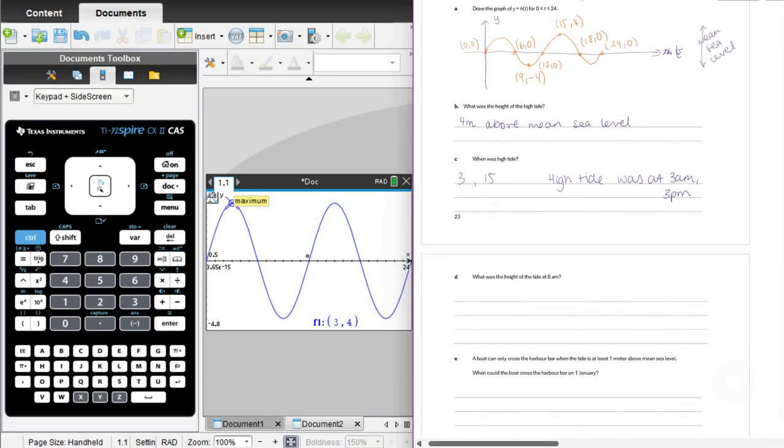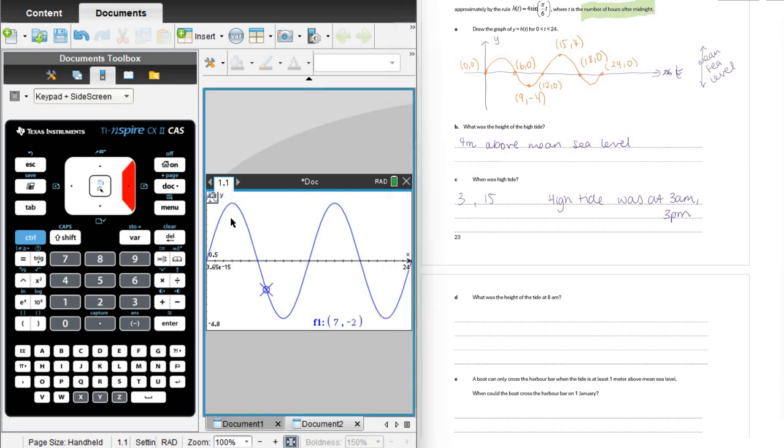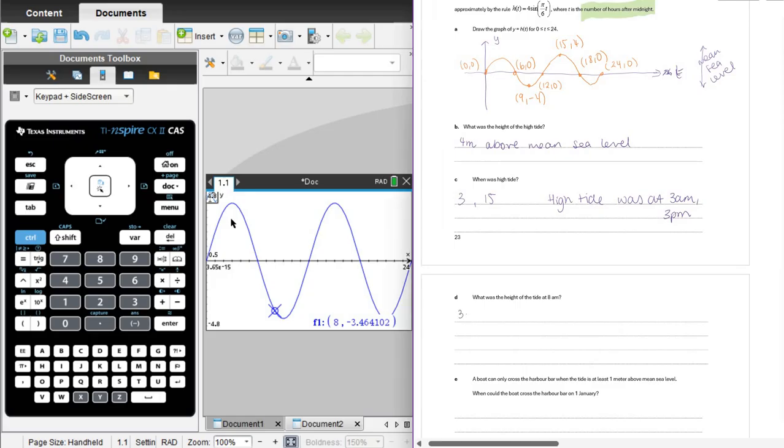Now, if we want the height of the tide at 8 a.m., remembering we're working that number of hours after midnight, I'm just going to go through until I find x equals 5. And now remember, in this case, we can't have a height of negative 3. The way that you would write this out is 3.464 meters below sea level, mean sea level. Okay, so we can't be negative. You do have to remember you're working below the mean sea level, not the ground level. Okay.